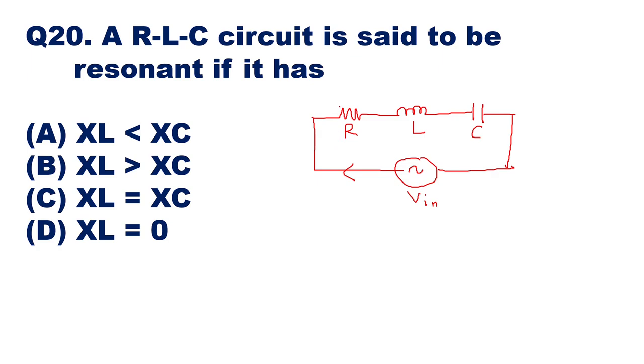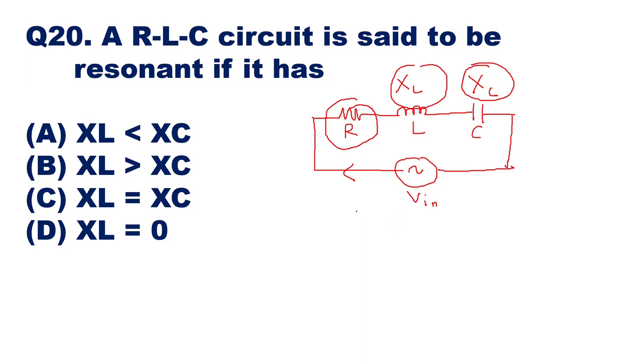And the current will have an opposition from R, it will have a reactance opposition from L, and it will have reactance opposition from C. So opposition by L is given as XL, and opposition by C is given as XC. Now when XL and XC are equal and opposite, they cancel out each other, and the opposition that remains in the circuit is by only resistance R. Now that happens at a particular frequency, which is called the resonant frequency.